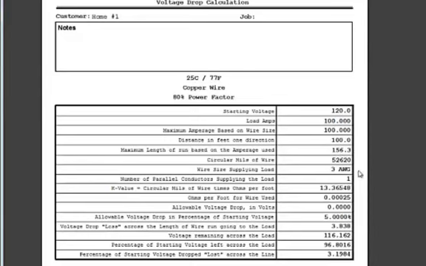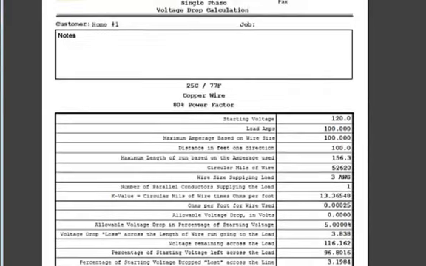The circular mils of the wire we're using is 52,620. It's a 3 American wire gauge. We only have one conductor, and the voltage drop is 3.8, leaving us with 116 volts at the end of our travel. Okay, let's go ahead, either print it or close it.